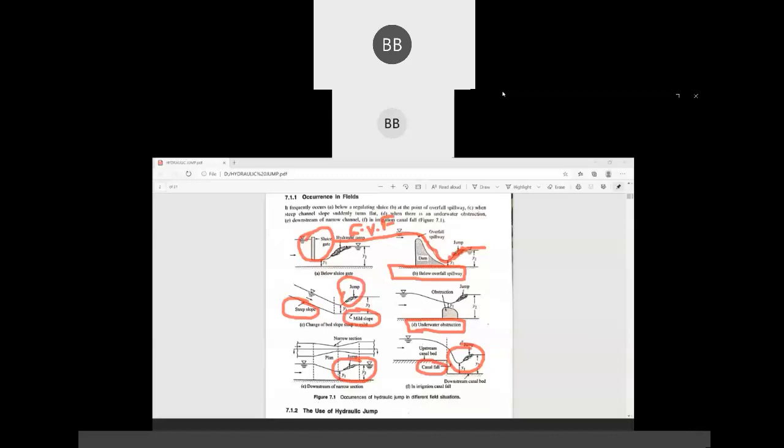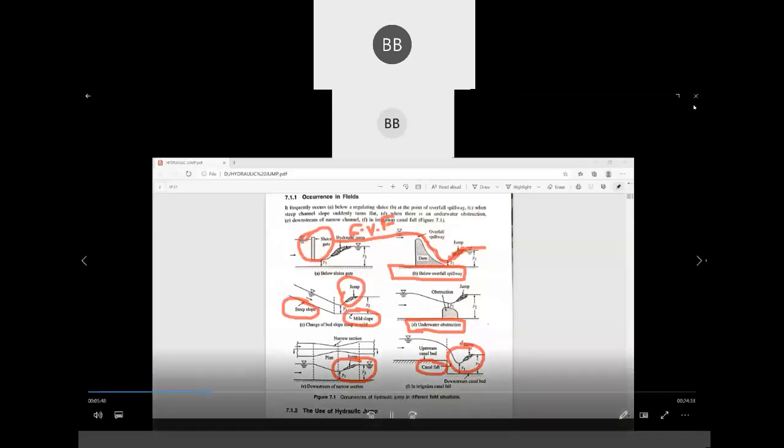So there are different types of jump also. Some are strong jump, some are weak jump, depending on the criteria. So you can draw these diagrams.